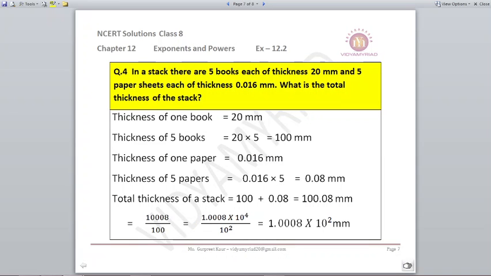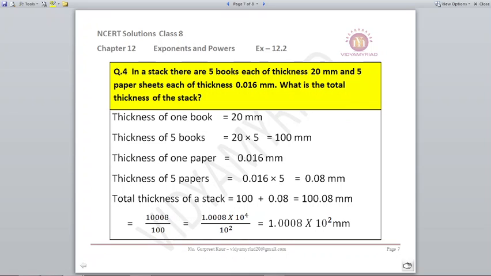Question number 4. In a stack, there are 5 books, each of thickness 20 mm, and 5 paper sheets, each of thickness 0.016 mm. What is the total thickness of the stack? So for one book, thickness is 20 mm. For 5 you will multiply 20 by 5, that comes to 100 mm. Thickness for one paper they have given 0.016 mm. So for 5 papers it will be 0.08. You will multiply. So total thickness is 100 plus 0.08, which gives you 100.08.